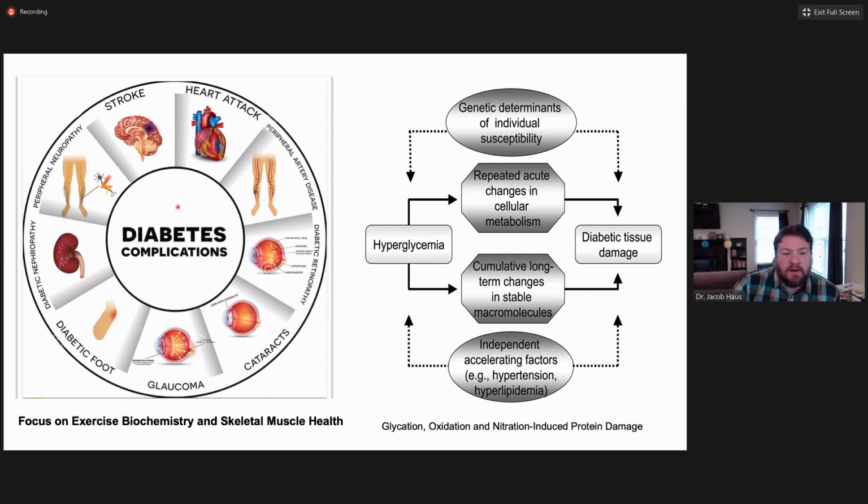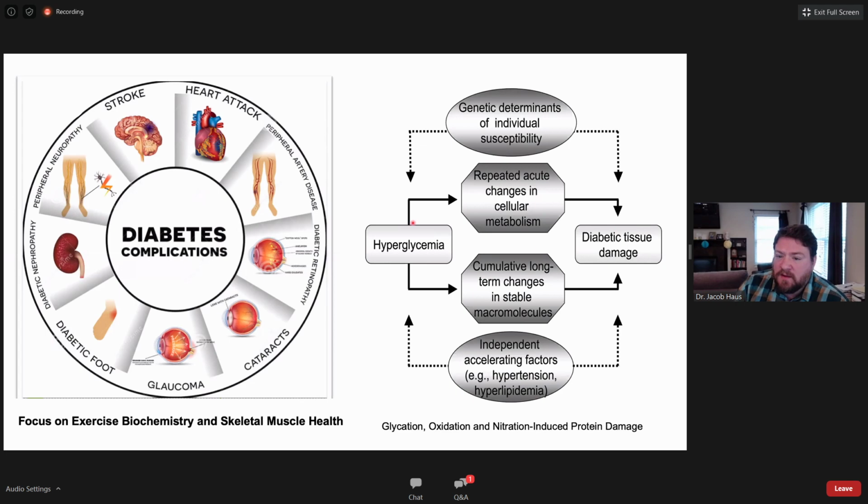And what's not shown here on this wheel of complications is also cognitive decline, as well as diabetes-induced myalgia or diabetes-induced muscle wasting. And so we think that exercise biochemistry has a lot to play in those particular spaces. Now, when it comes to understanding diabetes complications, we've typically been focusing on glycation, oxidation, and nitration-induced protein damage.